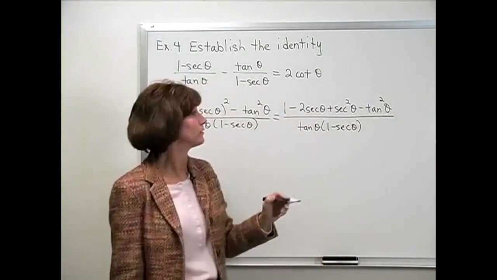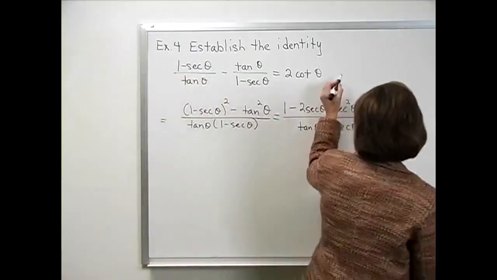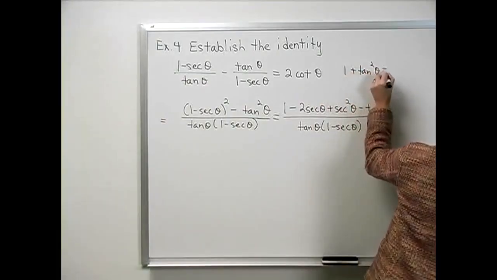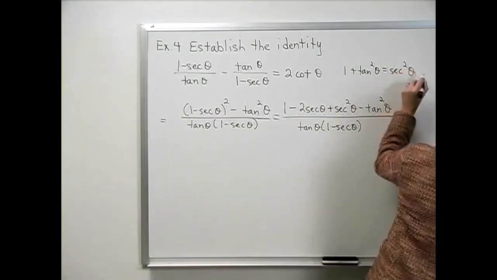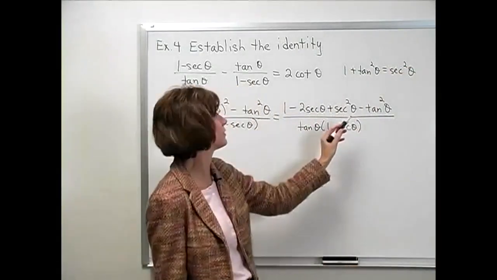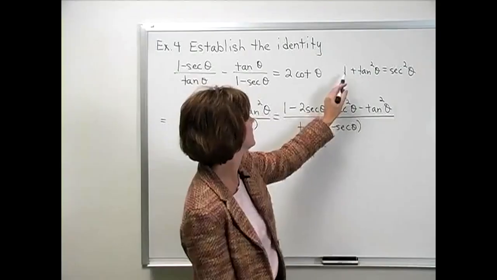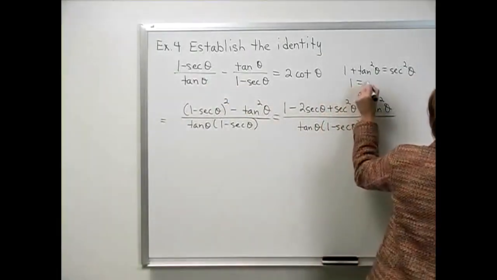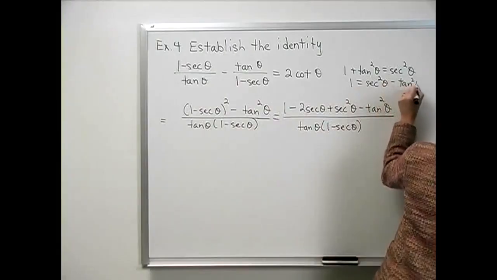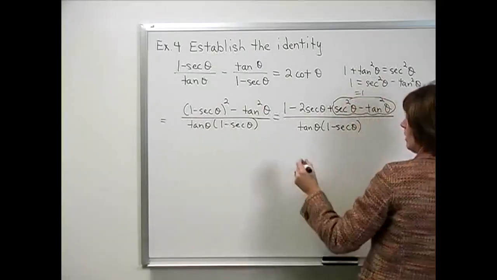Now look at the numerator. Remember, one of the Pythagorean identities says that 1 plus tangent squared theta equals secant squared theta. So what you see is secant squared theta minus tangent squared theta. If I subtract tangent squared theta from both sides, I'm going to get 1. So I can replace all of this with a 1.